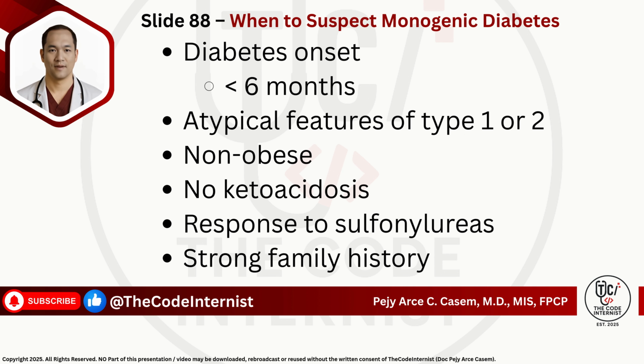We should think of monogenic diabetes when we see patients with very early onset diabetes, especially before 6 months of age, or when the clinical picture doesn't fit type 1 or 2. A strong family history, no obesity, or unexpected good response to tablets instead of insulin. These are clues. These patients deserve genetic testing to guide better treatment.